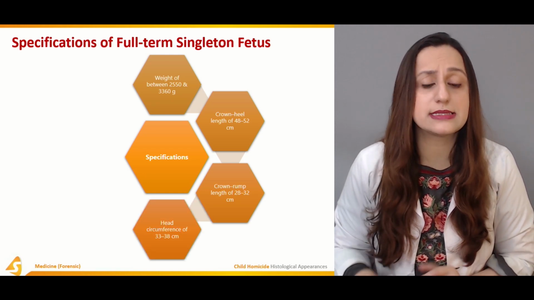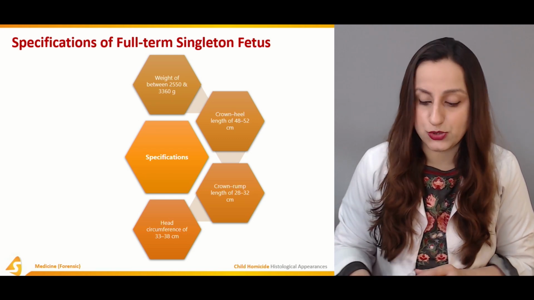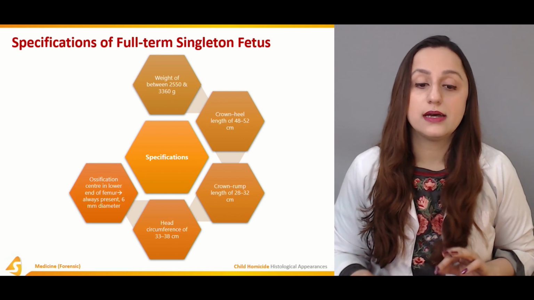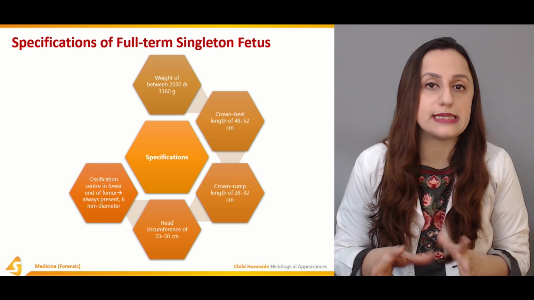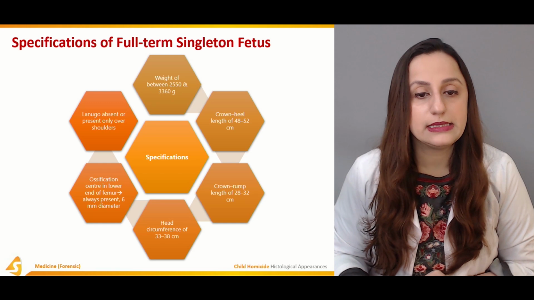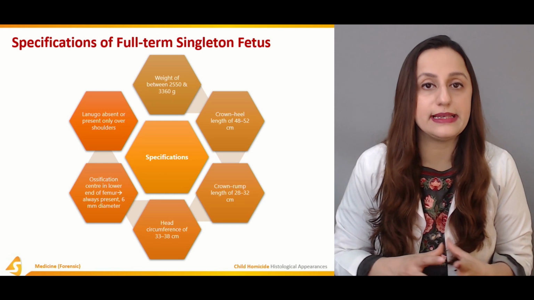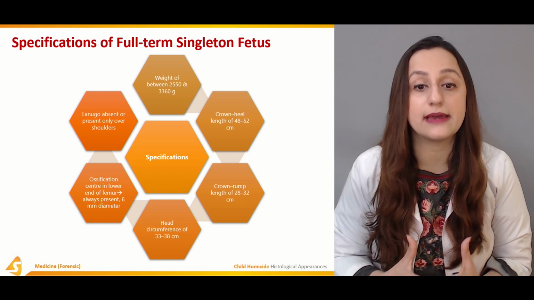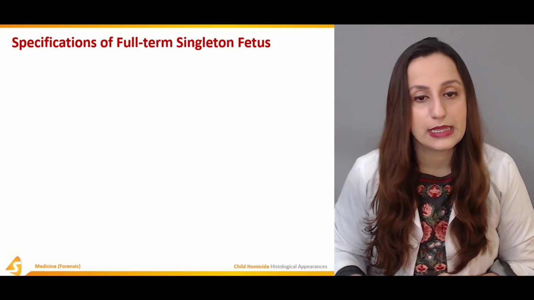The head circumference, that is usually taken, that is again another variable in these cases, is 33 to 38 centimeters. The ossification centers in the lower end of the femur are going to be always present, and they're going to be obviously 6 millimeters in diameter. So that is going to be the size of the ossification centers of the femur. The lanugo are absent or present only over the shoulders. Lanugos are basically the extra hair that are present over the shoulders, and that is again going to be present in a full term or in a mature fetus.